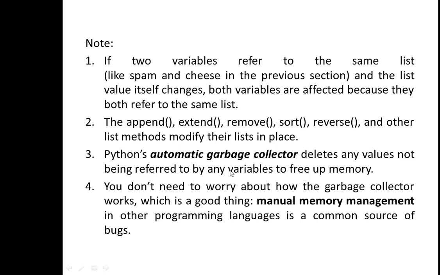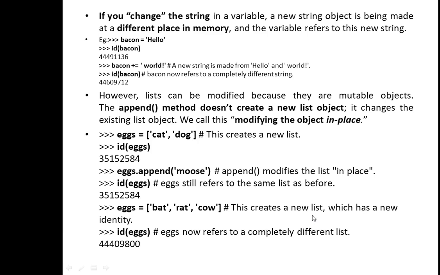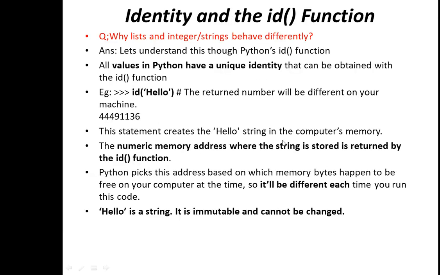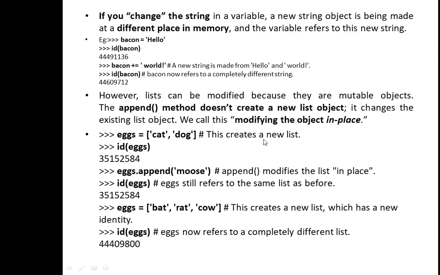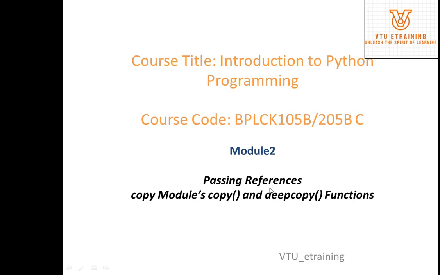And the third important point you should know is that Python's automatic garbage collector will delete any values which are not being referred to by any variable. Any values which are not being referred to will be freed up from the memory. So we don't have to worry about garbage collection. We don't have to do any manual memory management, unlike other languages. So please try this and have a clear overview of this ID functionality. Only when you understand it can you understand the next topic, where we will be discussing passing references, copy and deep copying functions. Thank you.